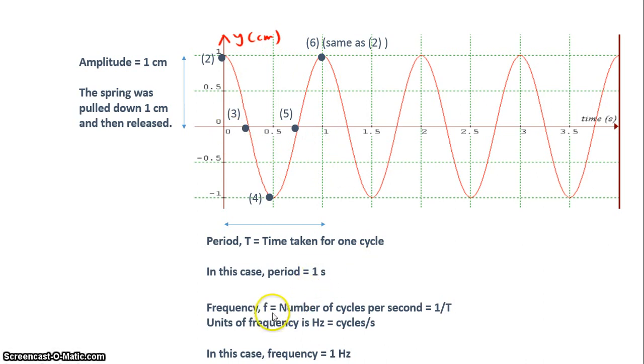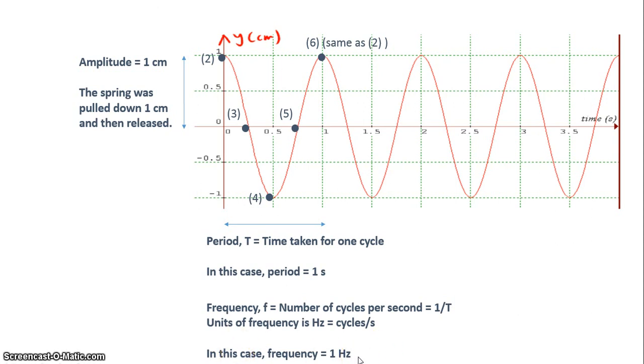The frequency is the number of cycles per second, which is 1 divided by the period. The unit of frequency is hertz, which is cycles per second. Since one cycle takes 1 second, in this case the frequency is 1 hertz. Now suppose the period is 0.5 seconds. In 1 second you will see 2 cycles. So the frequency is 1 divided by 0.5, which is 2 hertz.